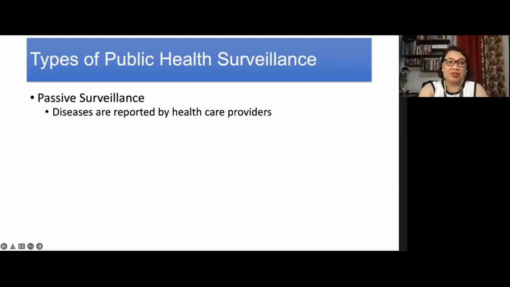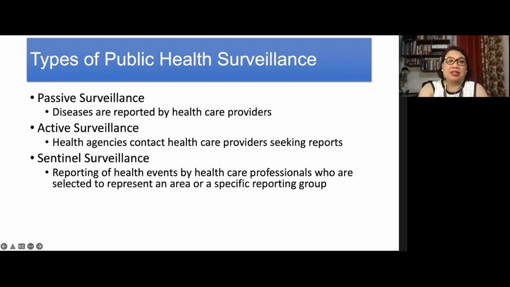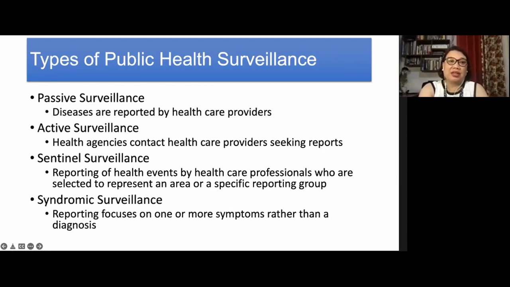One, passive surveillance, wherein the diseases are reported by healthcare providers to health agencies. Second, active surveillance, wherein health agencies actively contact healthcare providers in different settings to seek reports of reportable diseases. Third, sentinel surveillance. This is a form of reporting of health events by healthcare professionals who are selected to represent an area or a specific reporting group. And lastly, syndromic surveillance, wherein reporting is focused on one or more symptoms rather than a diagnosis.